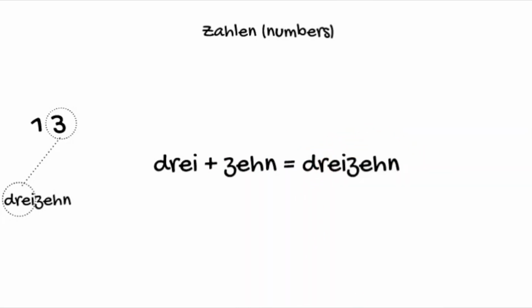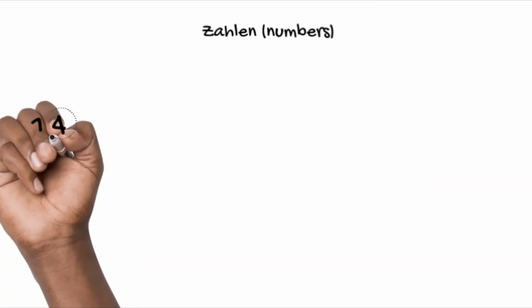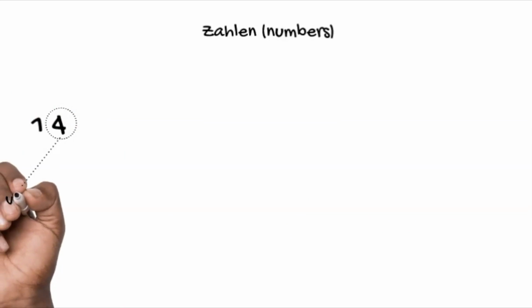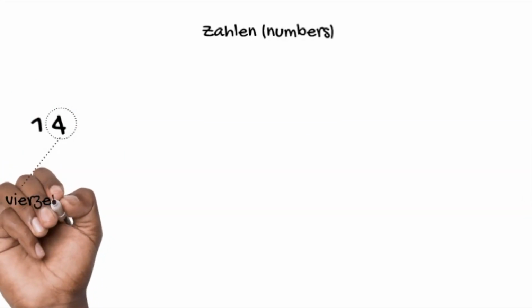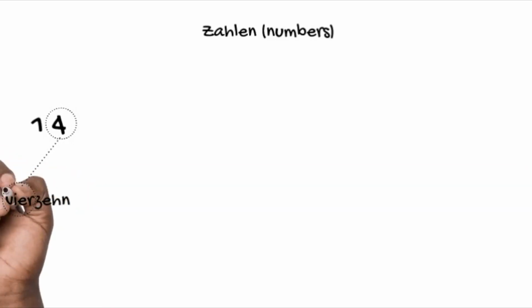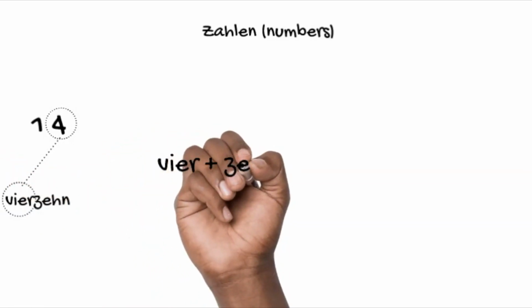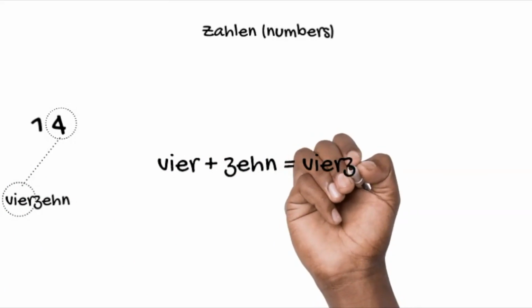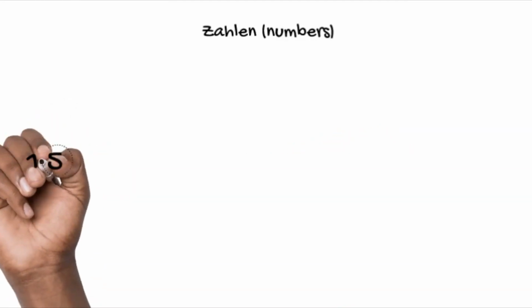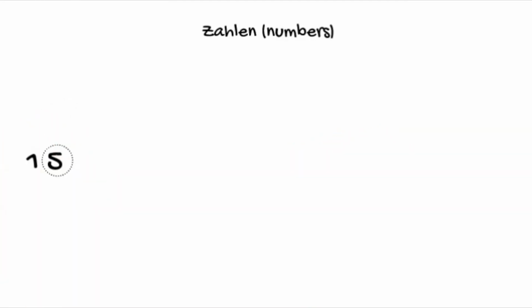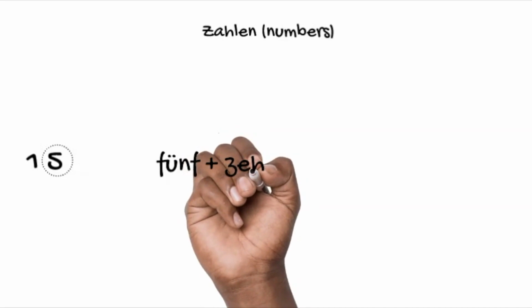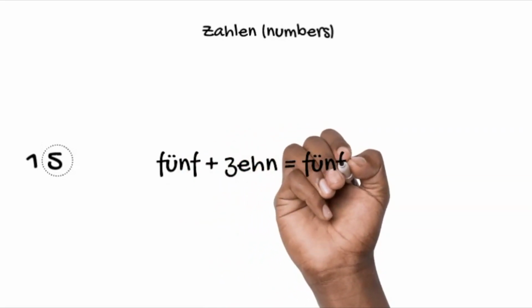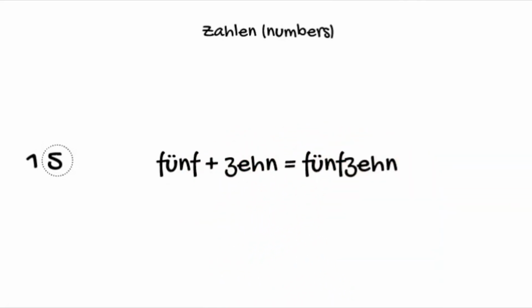Let's get on with the next number, 14. In German, we need a 10 and a 4. 14. 10 and 4 equals 14. How would you say 15 in German? Very good. You need the 10 and you need the 5. 10 and 5 equals 15.